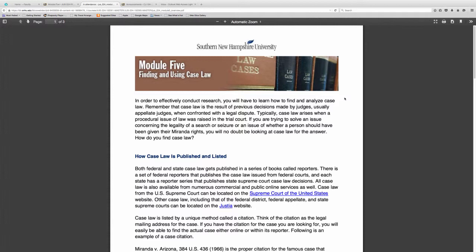So it's not guilt or innocence, but it's a procedural question about the way things are going, what applies, what doesn't apply. Okay, so if you're trying to solve an issue concerning the legality of search and seizure, or an issue of whether someone should have been Mirandized or given their Miranda rights, you no doubt want to look into case law.